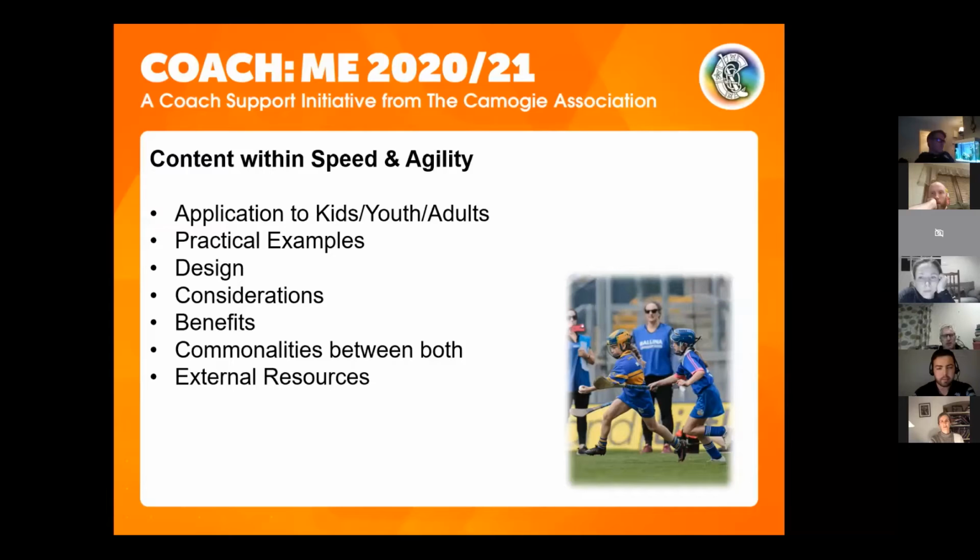Obviously, some benefits of it, outlining maybe one or two things that you weren't aware of, how both are so similar in a lot of ways across speed and agility, and then also looking at where you can get some more information yourselves after this to take away and find some more drills. I know myself coming away, you always like to come away with something new to bring back to a session, so hopefully I'll be able to give you that before we finish.